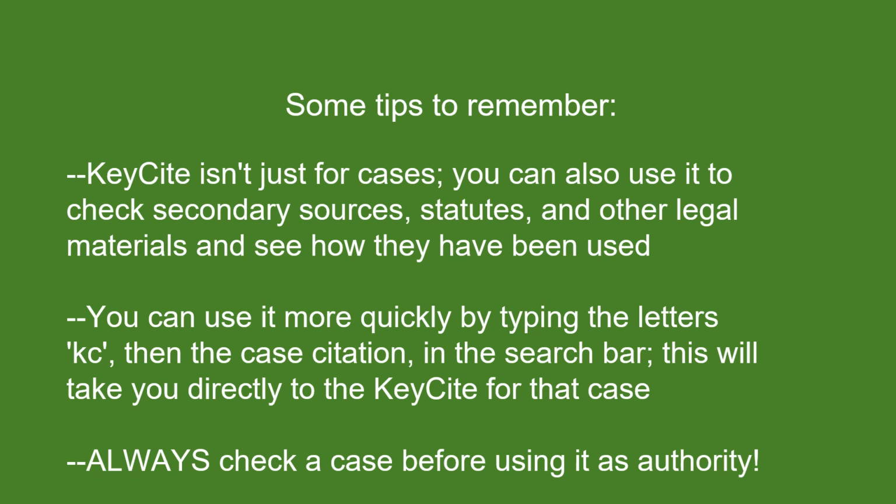You can also use it more quickly if you type the letters case C and then the case citation. If you already know a case citation that you want to KeyCite, you don't have to bring up the case first. Just type in case C and then the case citation, which will take you directly to KeyCite. And most important thing, always check a case's history and check other citations before you use it as authority. See how it's used and make sure that it's still good law.